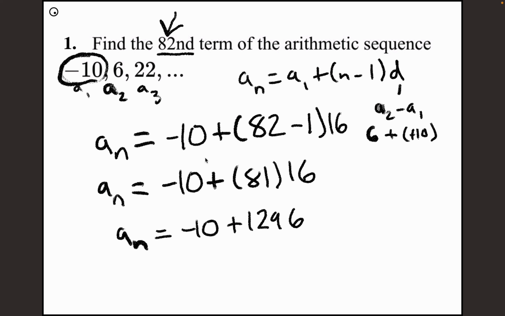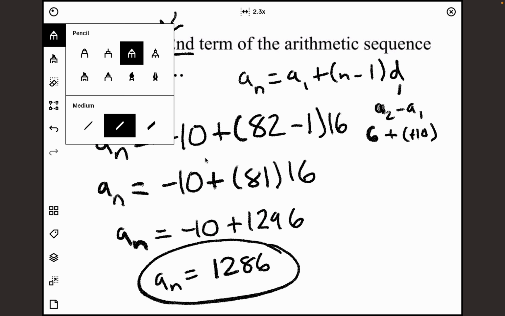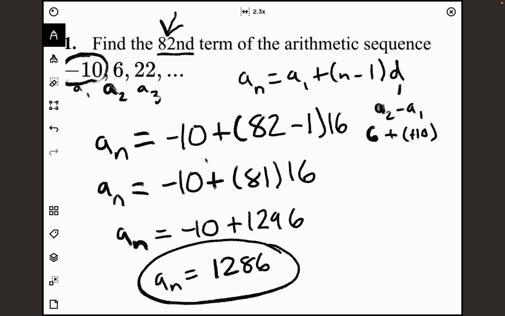Now finally, you just need to add that negative 10. And when you add that negative 10, our an is going to equal 1,286. And there is our answer. Okay, so perfect. We just plug it into that equation, and that is all we are doing. I'm going to go ahead and change to a ballpoint pen.